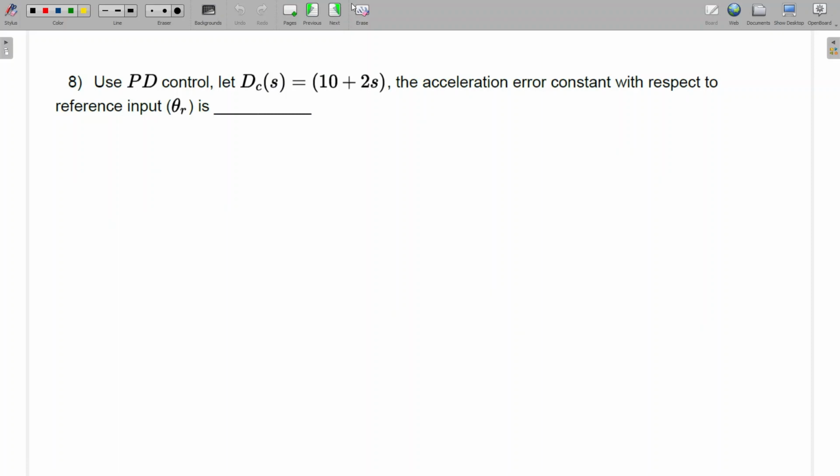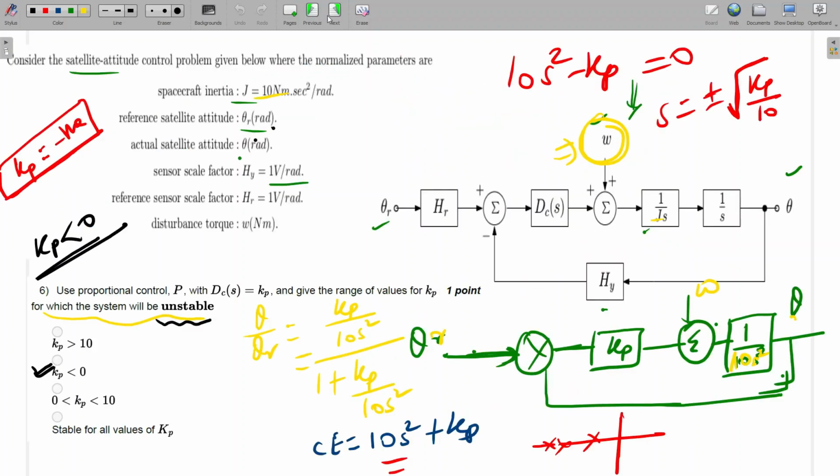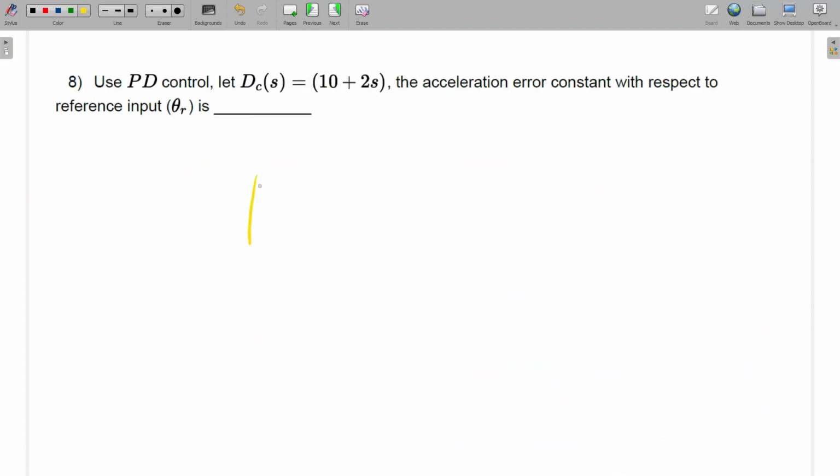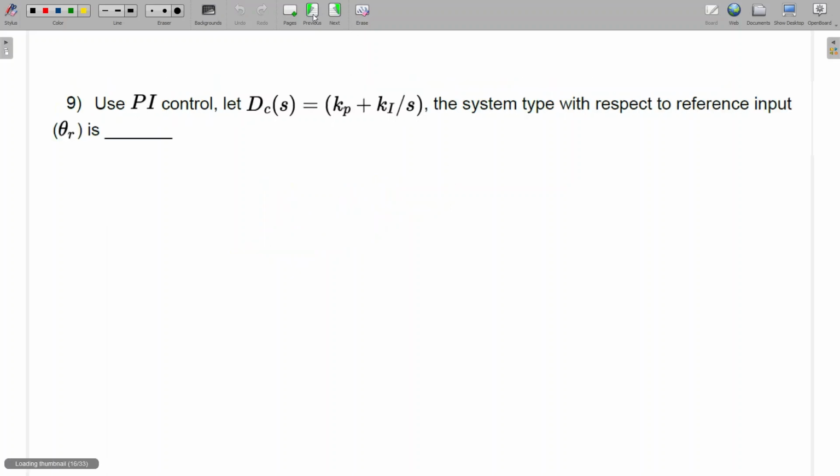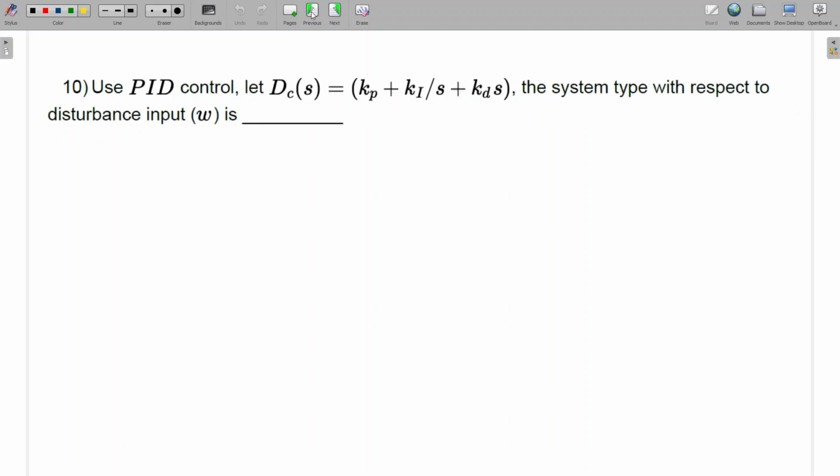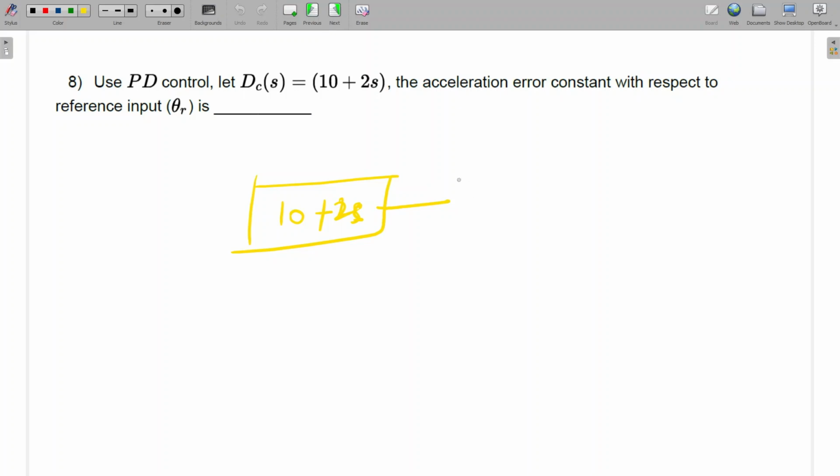This is another question. If we are using a PD controller, so this controller will be a PD controller here. PD means 10 plus 2s. So the acceleration constant with respect to reference theta. 10 plus 2s, and here 1 by 10 s square, correct?